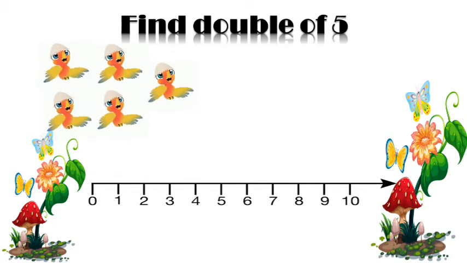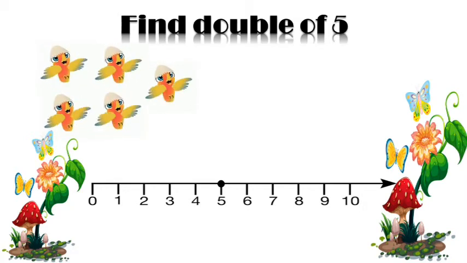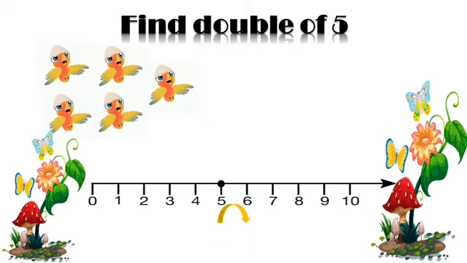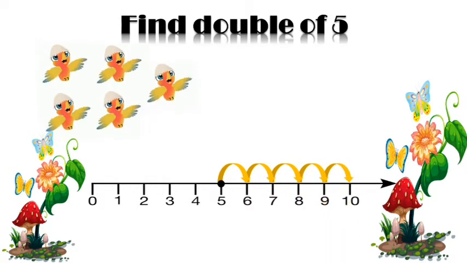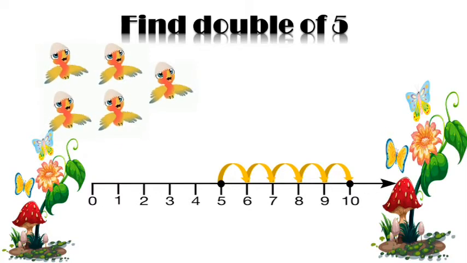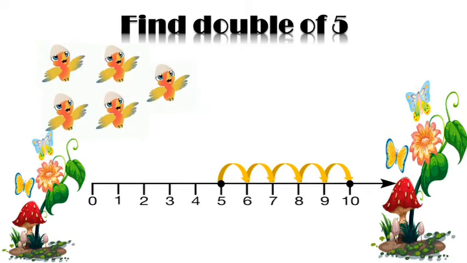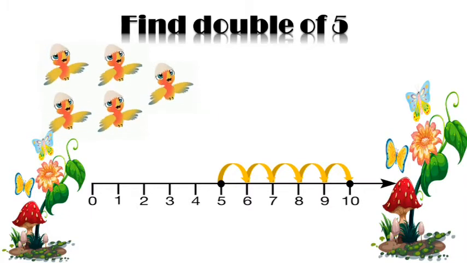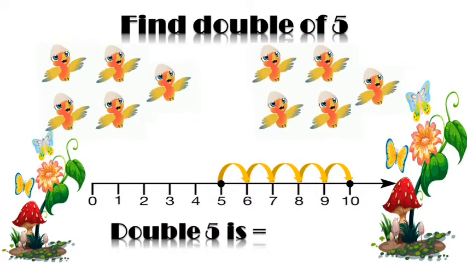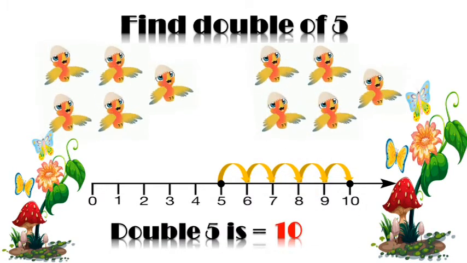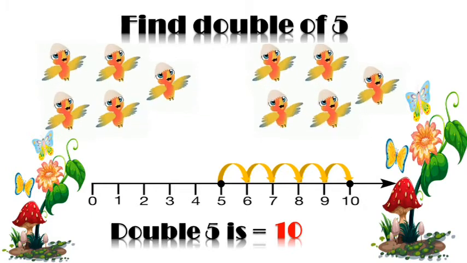First we need to find 5 from the number line. Then we have to move forward 5 times. 1, 2, 3, 4, 5, which ends at 10. That means if we add 5 more birds here, we get 10. The double of 5 is 10.